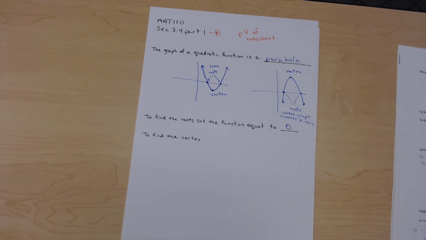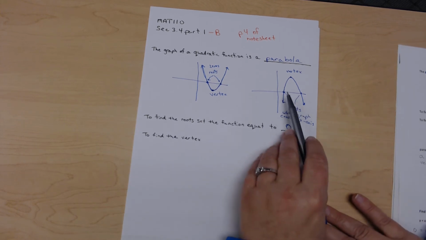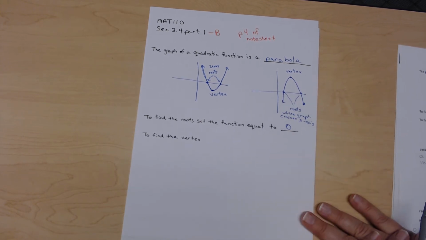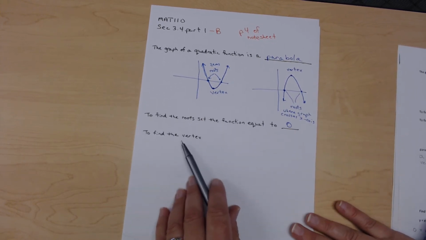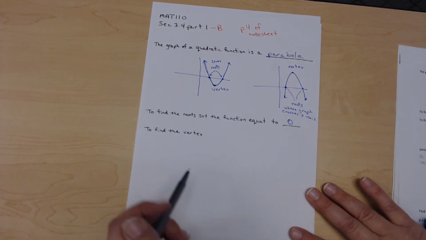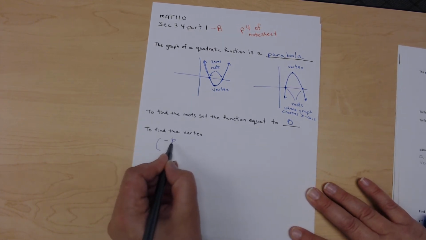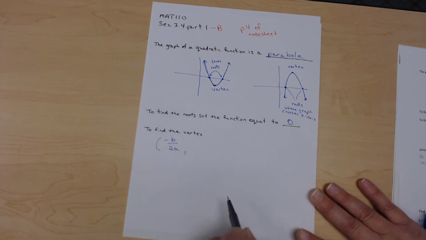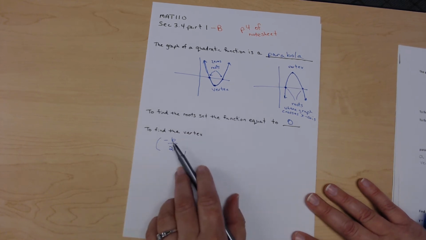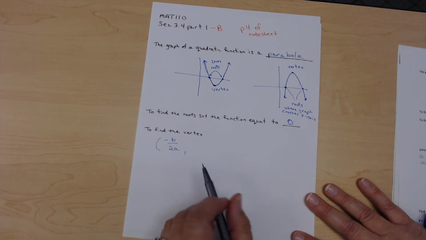So we were finding not only x, but we were finding the roots and the zeros. Okay. All right, to find the vertex, it's a little bit harder. To find the vertex, you had to do negative b over 2a. And then you take that value, you plug that in for x, and that'll give you y.